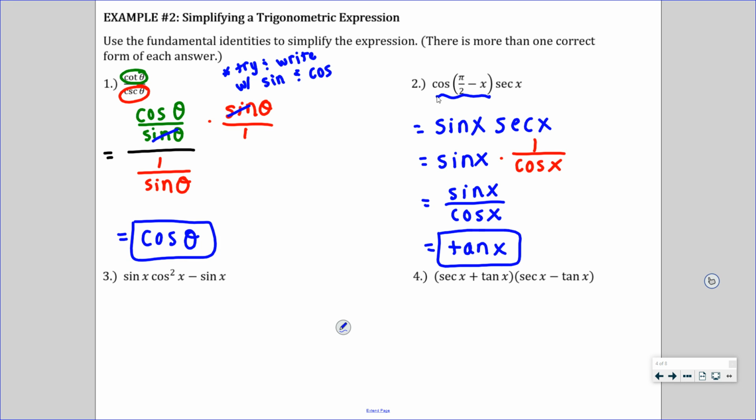Okay, these ones I kind of understand. Yeah, these just take practice too. These take practice, and that's what we'll practice tomorrow more. But that's a good intro into our fundamental identities in trigonometry.